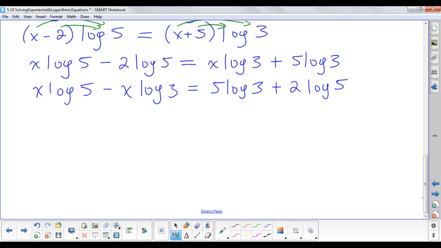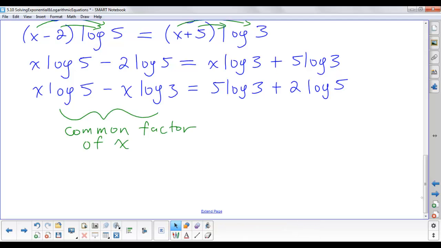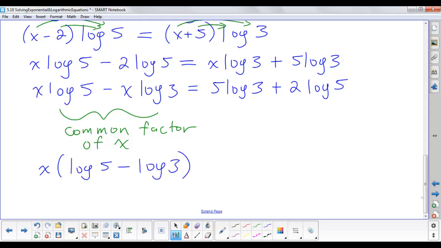What we could do at this stage, again, the goal is isolating for x. What we should realize now is there's a common factor of x on the left side. Whenever there's a common factor, usually it's a good idea to remove it. So we're going to factor on the left. We'll take the x out. So I'd have x times log of 5 minus log of 3 as my leftovers. And on the right side, there really aren't any common factors, so I'm just going to leave it as is.